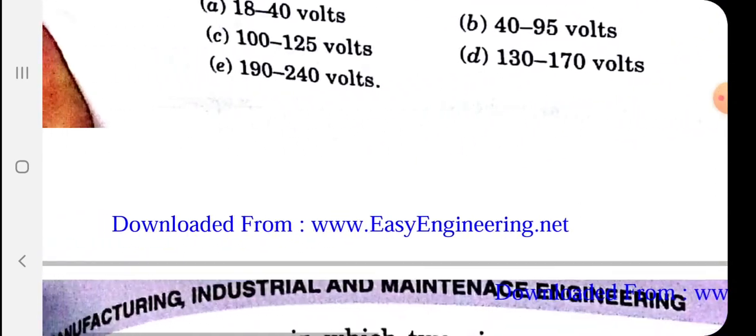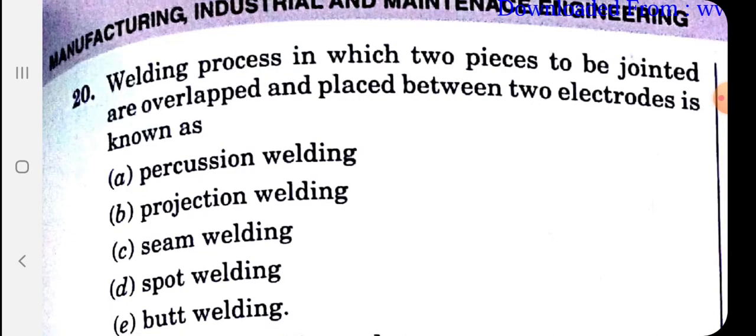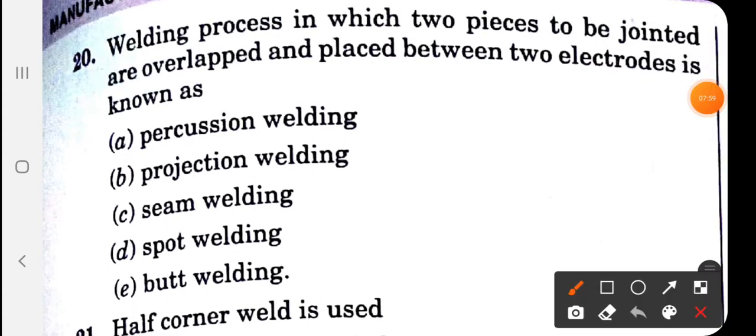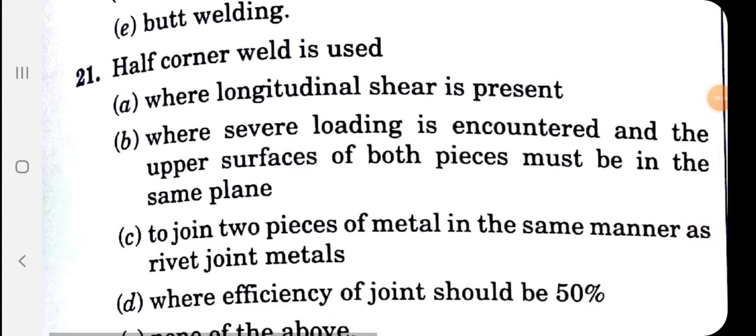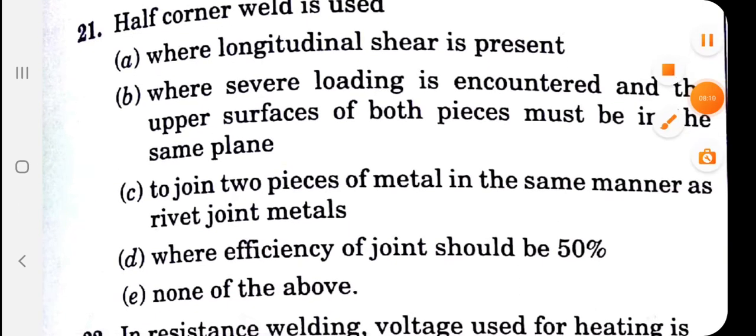Okay. Next, 20. Welding process in which the two pieces to be joined are overlapped and placed between the two electrodes is known as, 20 is D, that is spot welding. Important. Half corner weld is used in none of the above process. So remember, none of the above.